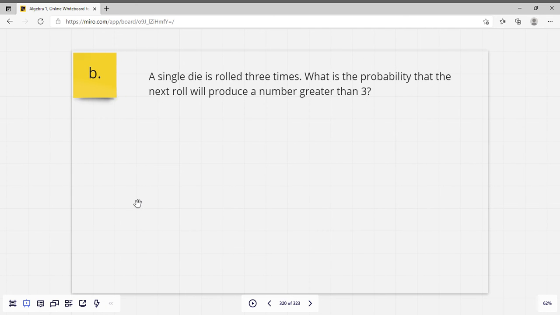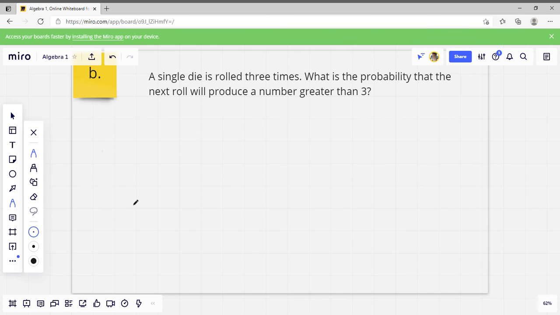A single dice is rolled 3 times. Okay, so a dice has 6 sides. So that means 6 is going to be our bottom. What is the probability that the next roll will produce a number greater than 3? So it doesn't talk about things being in an order. We just need to know about this one roll and how many of the numbers on a dice are greater than 3. Just the 4 and the 5. So that'd be 2 out of 6.